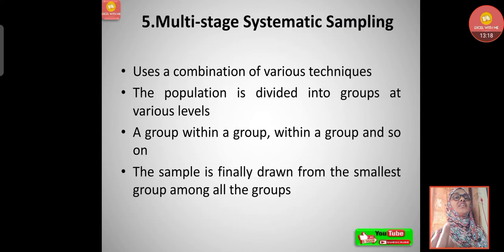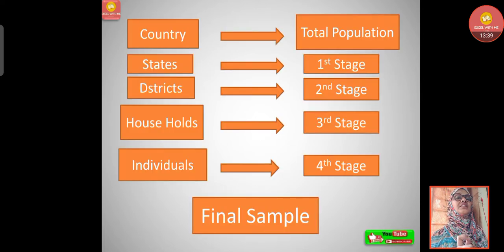Now, the fifth one is multi-stage sampling, that is, use a combination of various techniques. The population is divided into groups again at various levels, a group within a group within a group and so on it can be. The sample is finally drawn from the smallest group among all the groups. Let's see the example here.